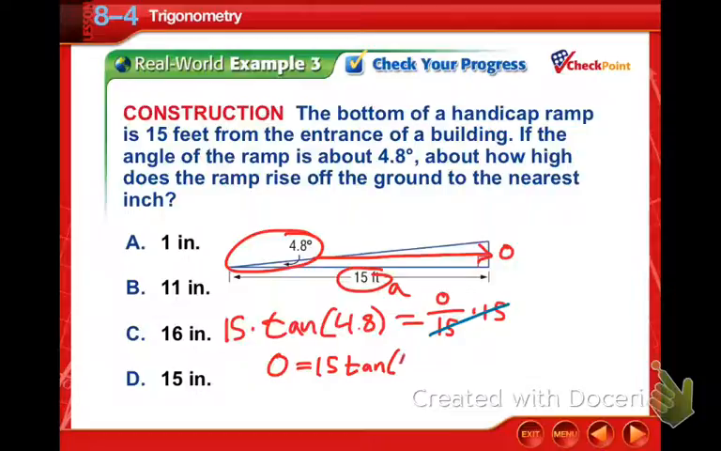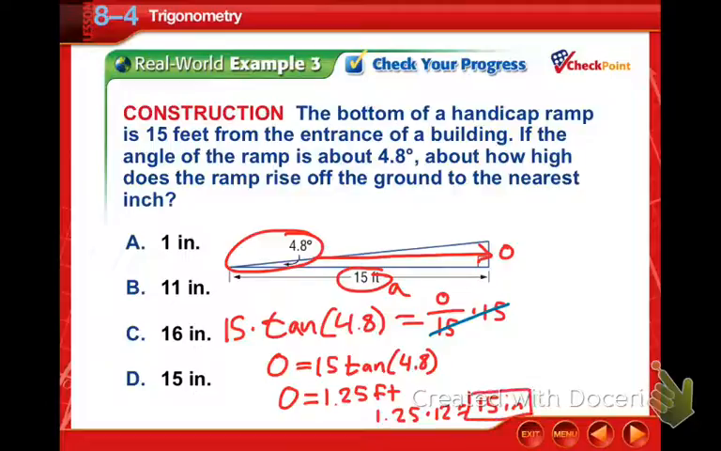tangent of 4.8. And when you plug that into the calculator, we end up getting that our opposite side is 1.25 feet. And again, we need to multiply that by 12. So 1.25 times 12 comes out to be 15 inches, which should be D. There's our answer.